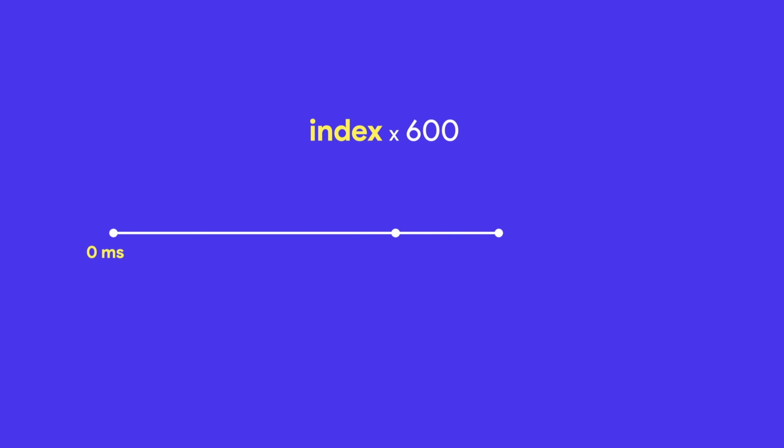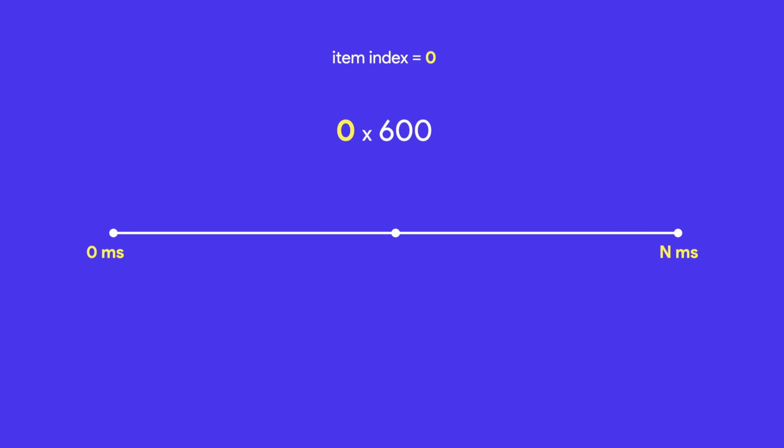We're going to be using this formula, index multiplied by 600, where 600 is the duration for each animation. This means that for the item at 0th index, the delay is 600 multiplied by 0, which is 0 milliseconds, so it starts immediately. For the item at index 1, the delay is 600 multiplied by 1, which is 600 milliseconds, so it starts after the first item's animation completes.